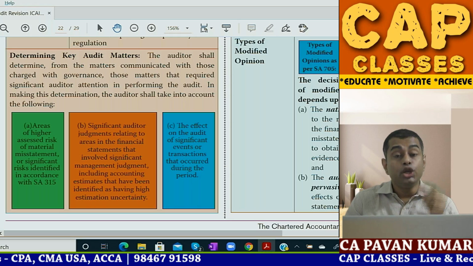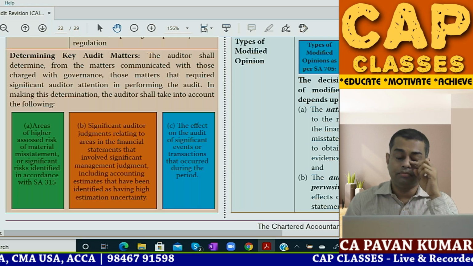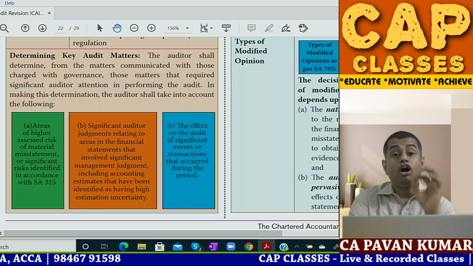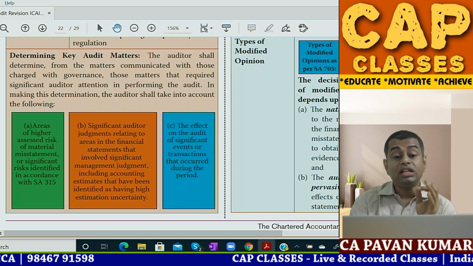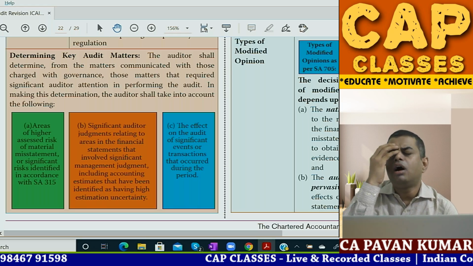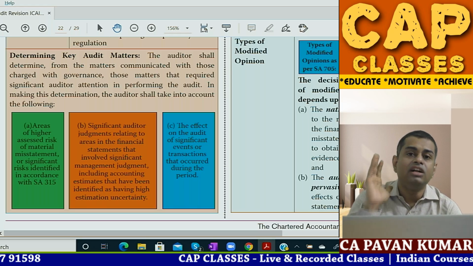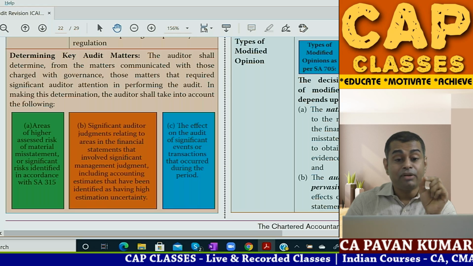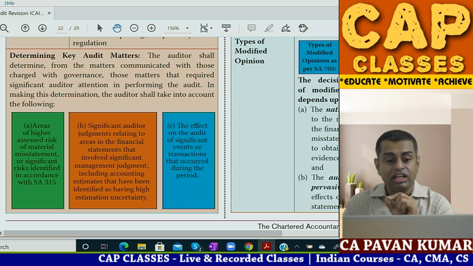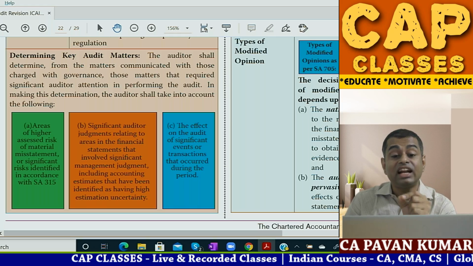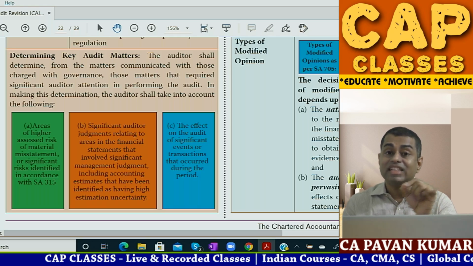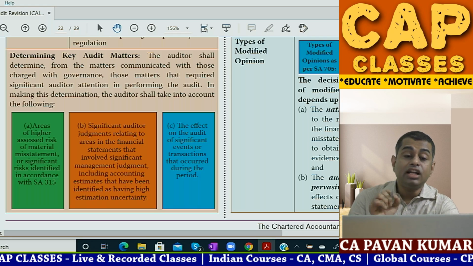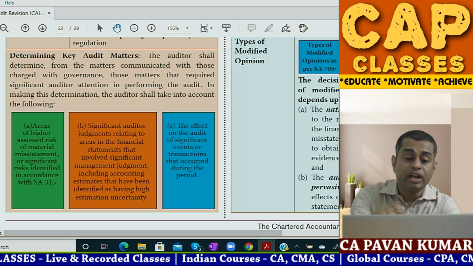And the beauty is, you need to write this in your report also. How have I identified this key audit matter? So read that: the auditor shall determine from the matters communicated with those charged with governance, those matters that require significant auditor's attention in performing the audit. In making this determination, the auditor shall consider the following.